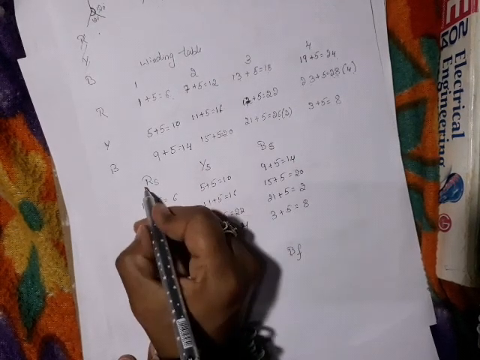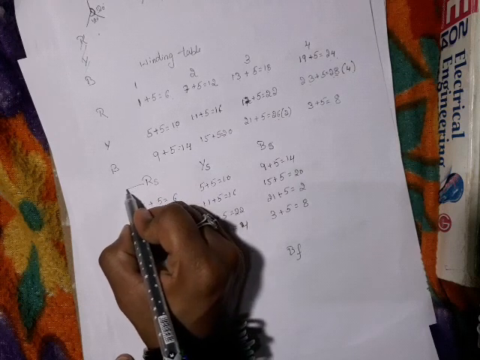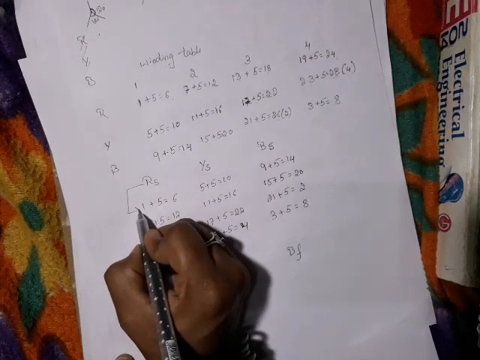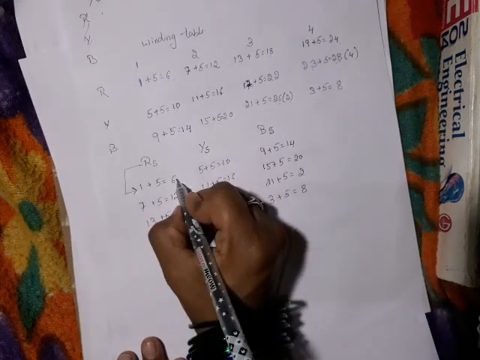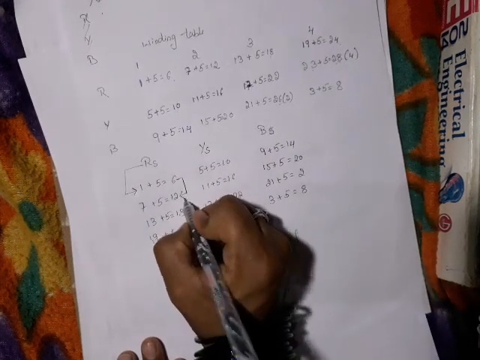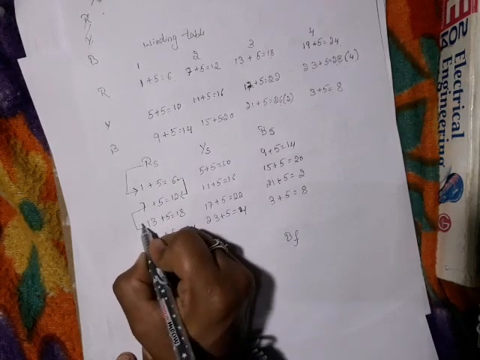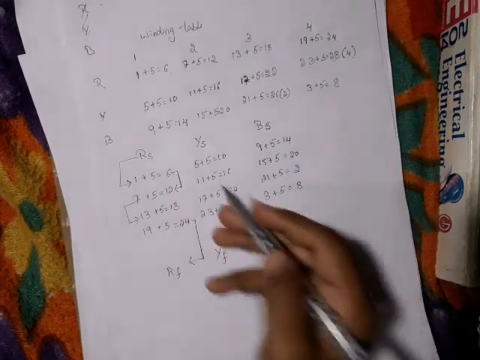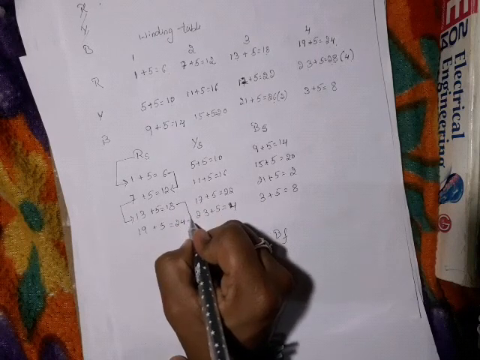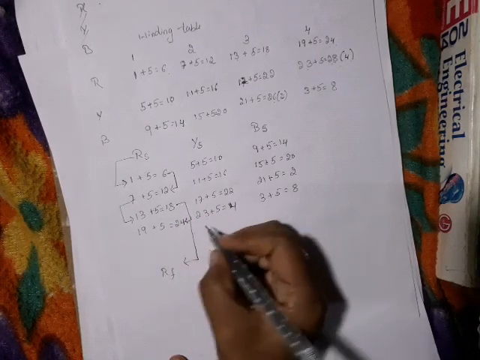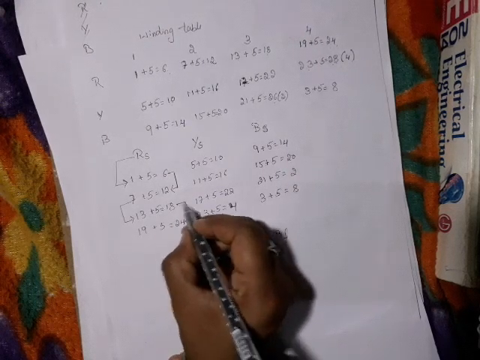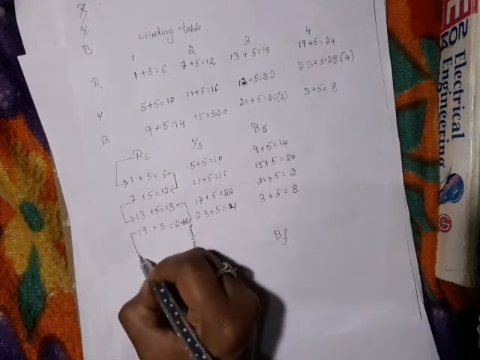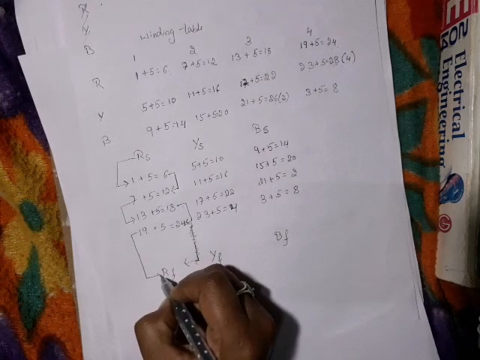Now see here, R starting winding, R is connected to the first coil. 6 is connected to 12. 7 is connected to 13. 18 is connected to 24. Sorry, this line is not there. 18 is connected to 24. 19 is connected to RF.